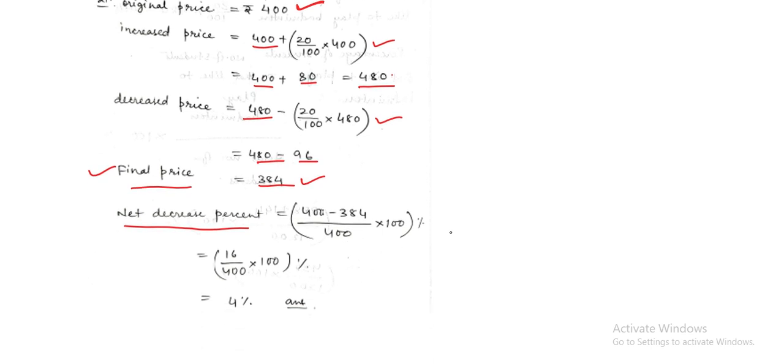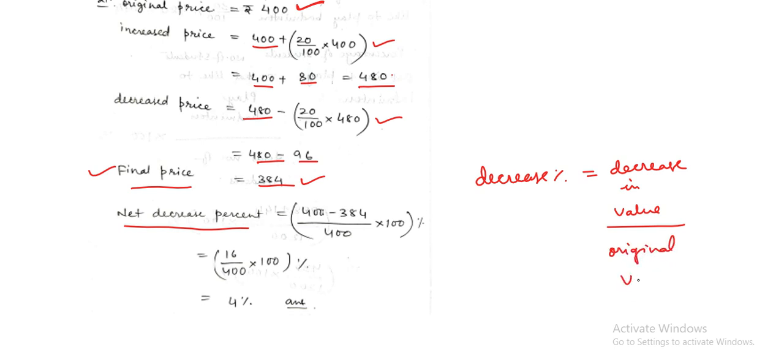So remember, we have discussed the decrease percent. So what is the decrease percent formula? Decrease in value by original value into 100. So this is the formula of decrease percent. Okay, and outside you give the percentage symbol.